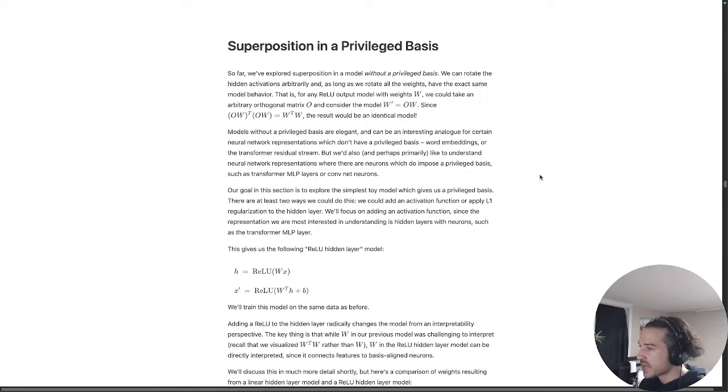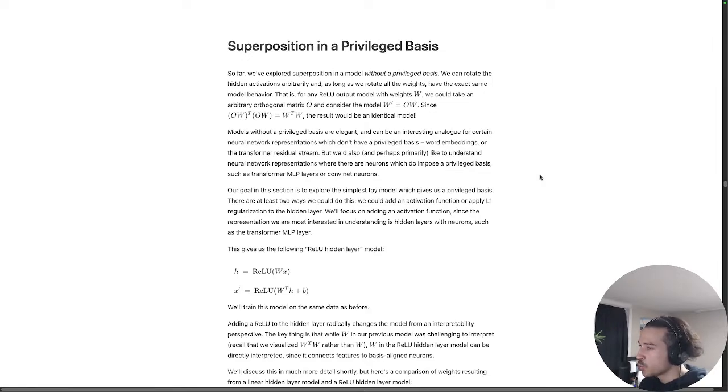Models without a privileged basis are elegant, and can be an interesting analog for certain neural network representations which don't have a privileged basis, like word embeddings or the transformer residual stream. But we'd also, and perhaps primarily, like to understand neural network representations where there are neurons which do impose a privileged basis, such as transformer MLP layers or convnet neurons. Our goal in this section is to explore the simplest toy model which gives us a privileged basis.